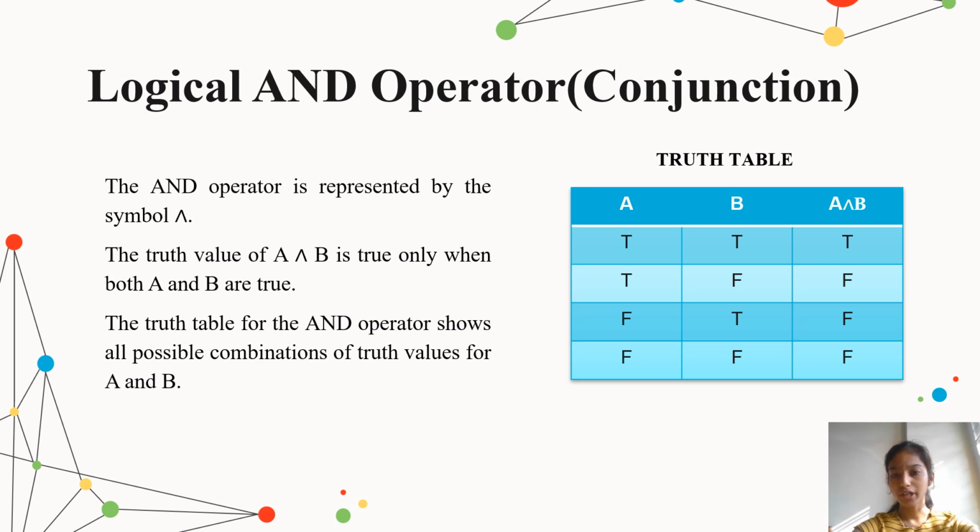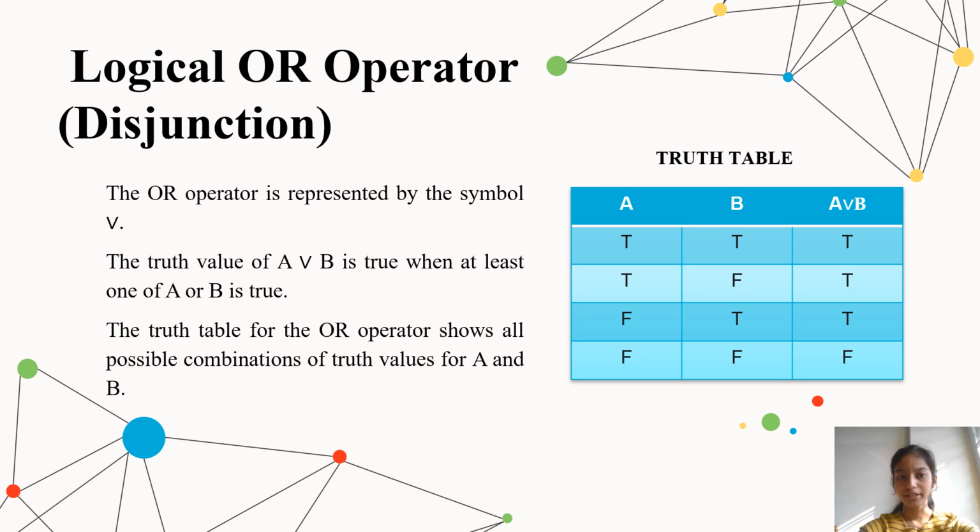Here is the truth table. If A is true and B is true, then A and B is true. If A is true and B is false, then A and B is false. If A is false and B is true, then A and B is false. If A is false and B is false, then A and B is false.